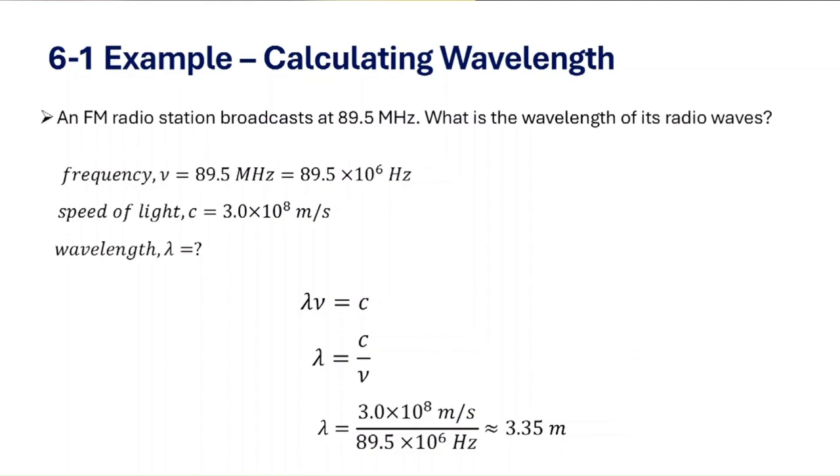Now notice how this wave is much longer than visible light, which is only a few hundred nanometers. So this shows the inverse relationship. Higher frequency, shorter wavelength, right? This principle applies across the electromagnetic spectrum from radio waves to gamma rays.